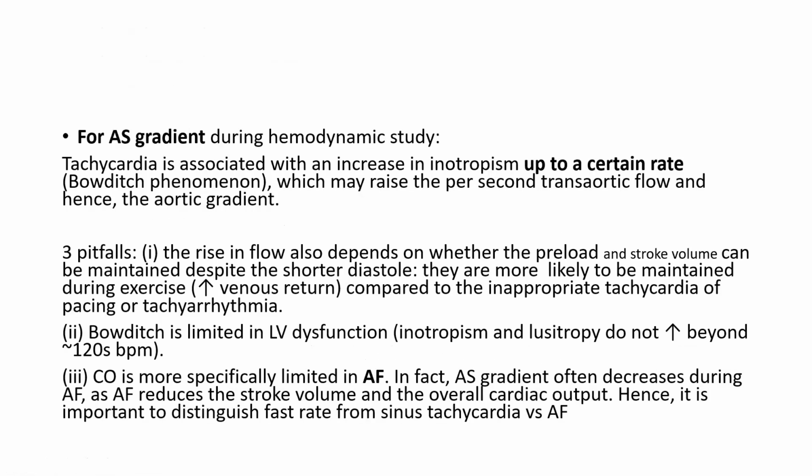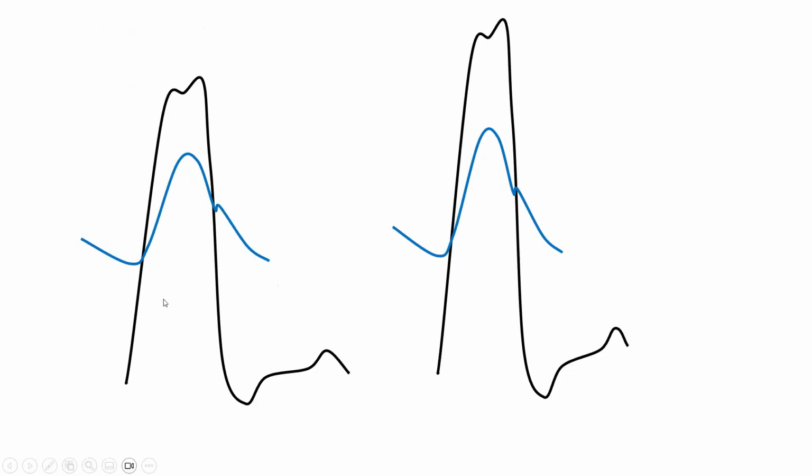Now, specifically for AS gradient during hemodynamic study, that's a question that comes up often. What does tachycardia do to the AS gradient? Tachycardia is associated with an increase in inotropism up to a certain rate, the Bowditch phenomenon, which may raise the per second transaortic flow and hence the aortic gradient. With an increase in contractility, you may get an increase in gradient.